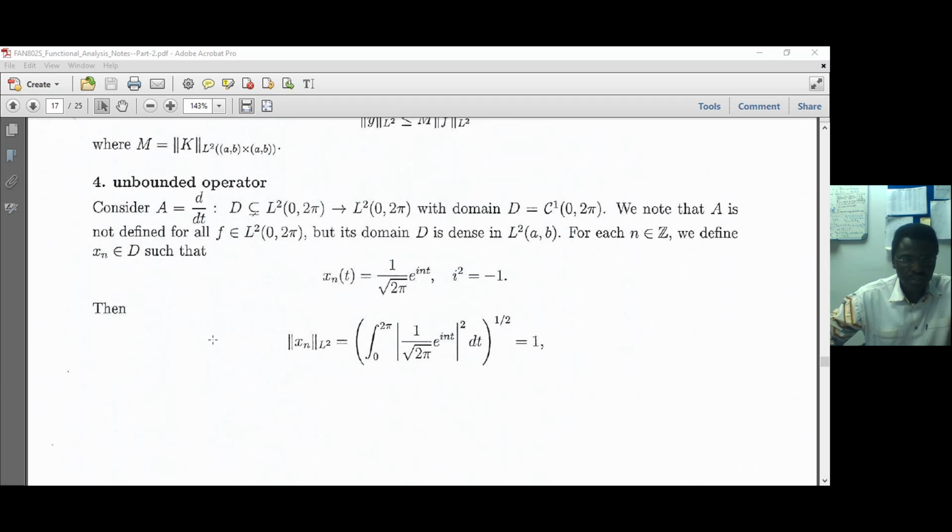Now, if you compute the 2-norm of this, we know already that if I take the modulus of this one, because the modulus of the exponential is always 1, we'll be left with this, right? I don't know if I can write here.